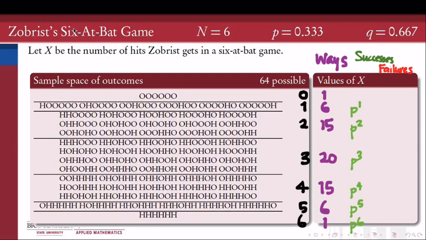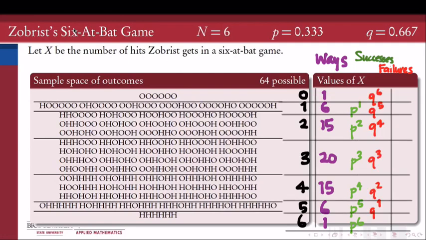And in order to go, for example, 2 for 6, not only does he have to get those 2 hits, but he also has to get out 4 other times. And so we also need the probability of failing 4 times as part of that probability distribution there as well. So this would, again, give us all of the probabilities that we would need if we plugged in the values for P and Q that we have for Zobrist.